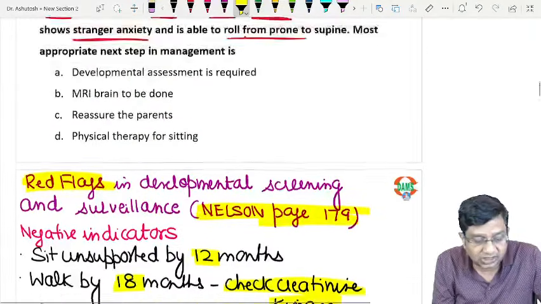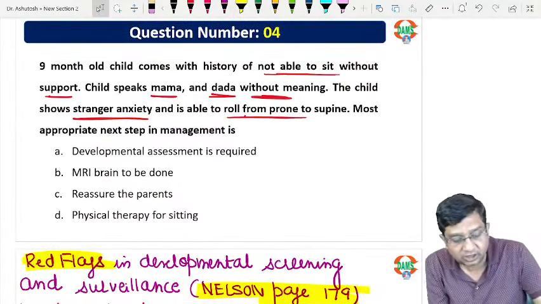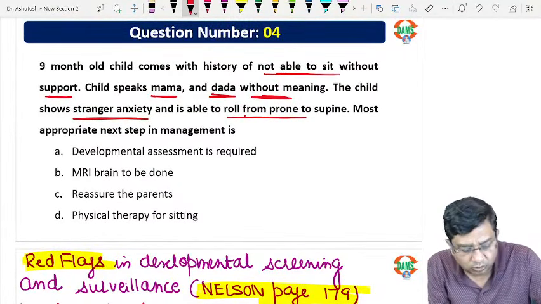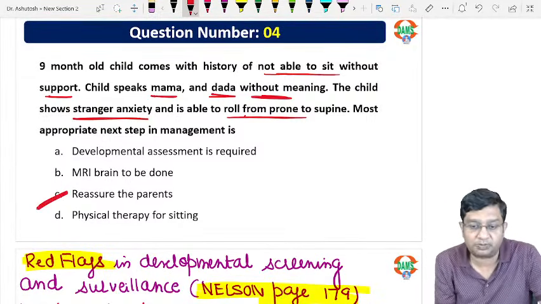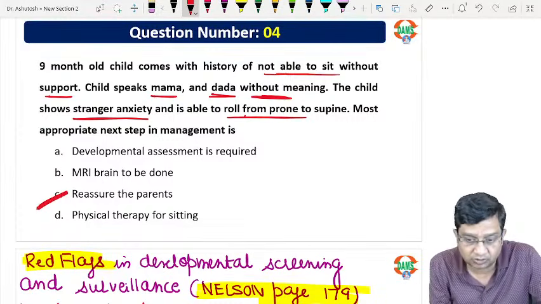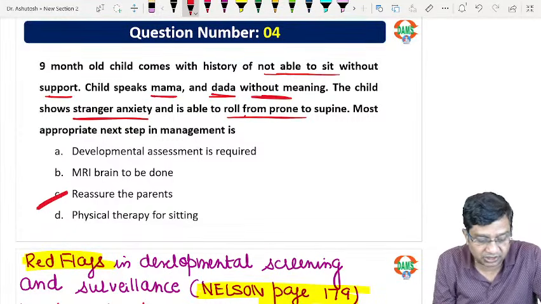So here it is an 8-month-old child, right? So there is particularly nothing, no developmental assessment is required. You only need to reassure the parents. So the right answer here is to reassure the parents.